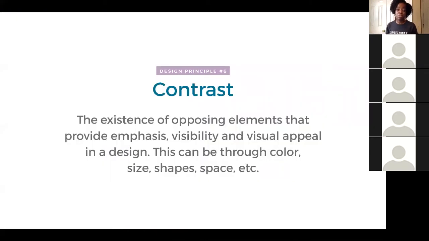Contrast. All right, this is a big one. I see a lot of misuse of contrast, but I'm not going to complain about that right now. We'll talk about that later. Right now, I want to show you some good examples. Contrast is just the existence of opposing elements, so that we can provide emphasis to something, or we can create some visual appeal. So you can have contrast in size, in shape, in color, in space. It's basically opposing elements that come together to provide emphasis, and you'll see what I mean in a second.